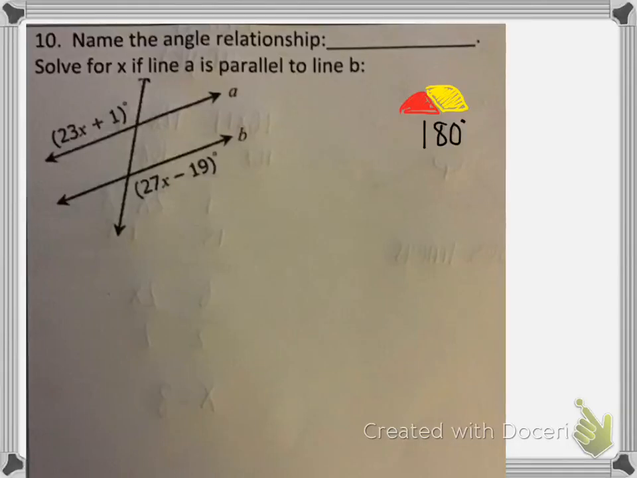For number 10, we have a picture of parallel lines cut by a transversal, and we have to first name the angle relationship for the position of 23x plus 1 and the 27x minus 19. So I noticed that their position is located outside of the parallel lines, and they're on opposite sides of the transversal. One's on the left side, one's on the right side. So the name of these would be alternate exterior angles.